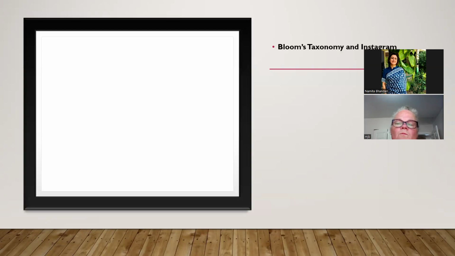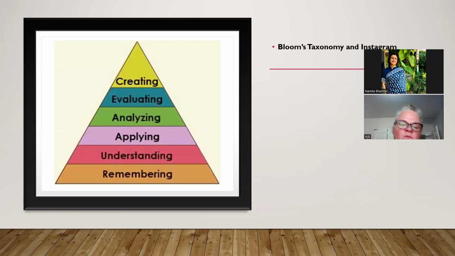So let's talk about how Instagram fares in terms of various cognitive levels of Bloom's taxonomy. Let's start with the lowest level first, remembering. Yes, of course, when we are saying that we are going to use Instagram to post pictures and all, it helps in recall, understanding. Yes, there are so many things. Like I said, a picture is worth 1,000 words. If you want to represent concepts pictorially, that's a big help.